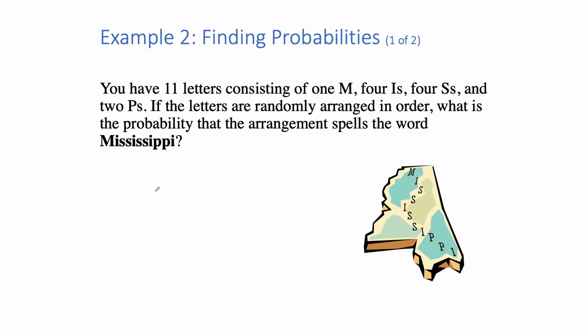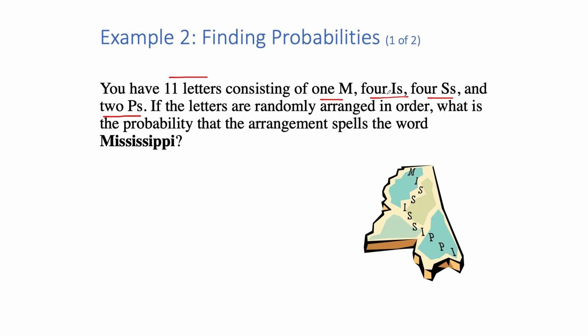You have 11 letters. Okay. You have 11 letters to choose from. You have one M, 4 I's, right? 4 S's, and 2 P's. Okay. So you have 11 letters in total to choose from, right? You have one M, 4 I's, 4 S's, and 2 P's.